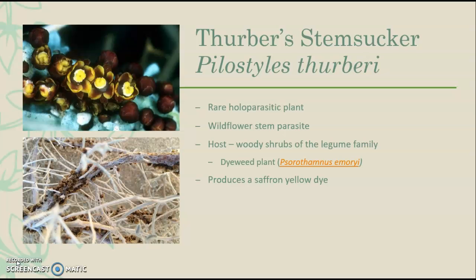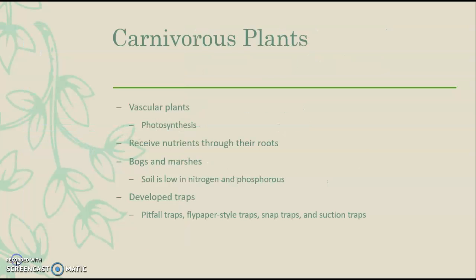The Thurber's stem sucker is only visible when it buds in December and January. By late winter and early spring, the flowers are visible, but dry, and they will eventually fall off, leaving a black scar on the host plant's branches. So you will never know that a dyeweed plant is infected with Thurber's stem sucker until December or January.